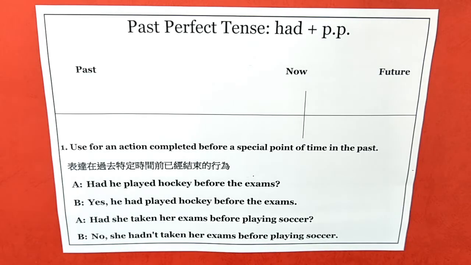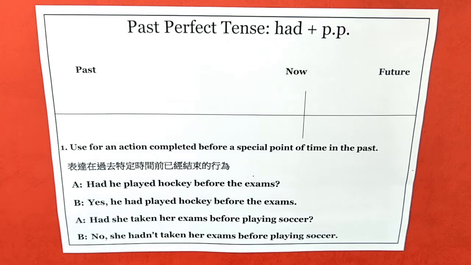Okay kids, today we are going to talk about the past perfect tense. The past perfect tense is had plus PP. Remember, past participle is PP. Remember when we studied the verbs, for example, eat, ate, eaten. Eaten is past participle, PP.